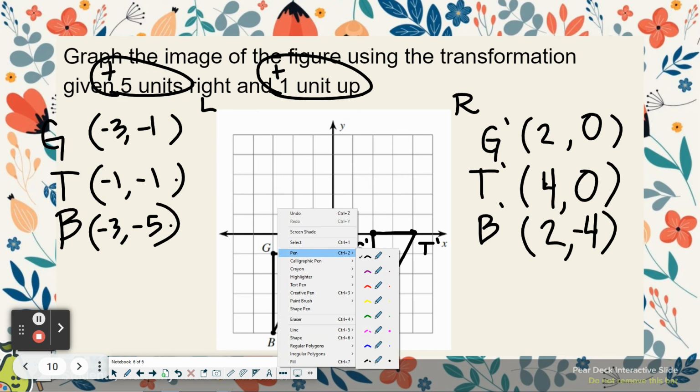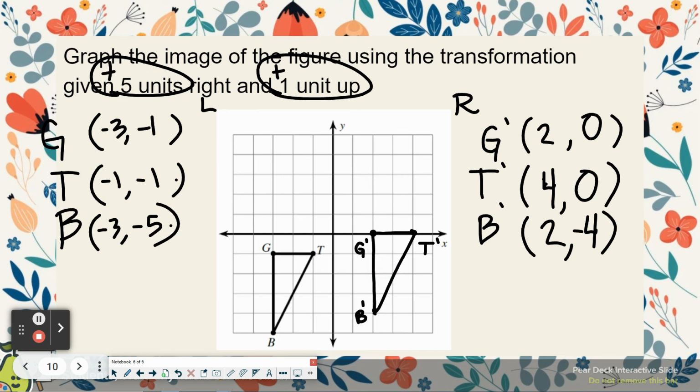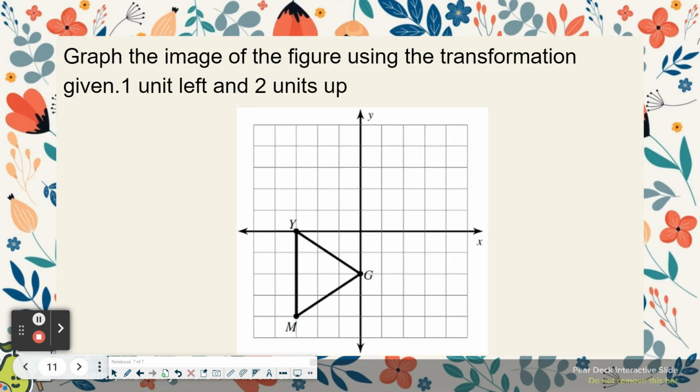And one thing I can do is I can count. I went from this G to G prime. I went up 1, so good. And I went over 1, 2, 3, 4, 5. You don't have to draw that purple line. I'm just checking my work to see that I actually did this. Okay, let's go on to the next one.